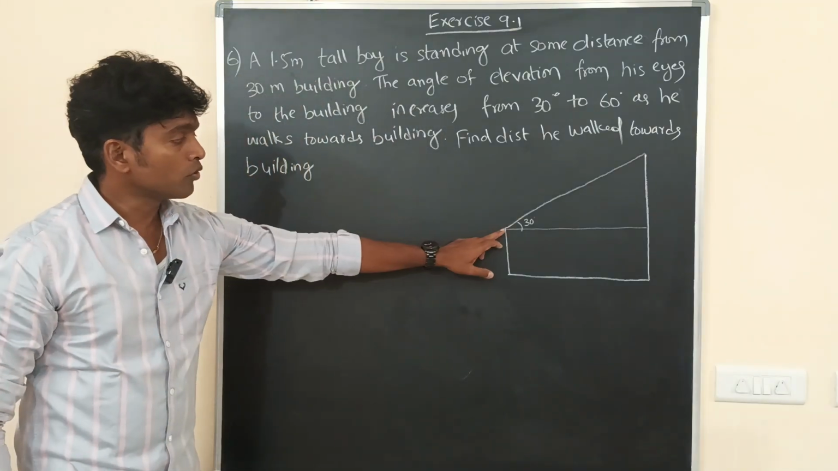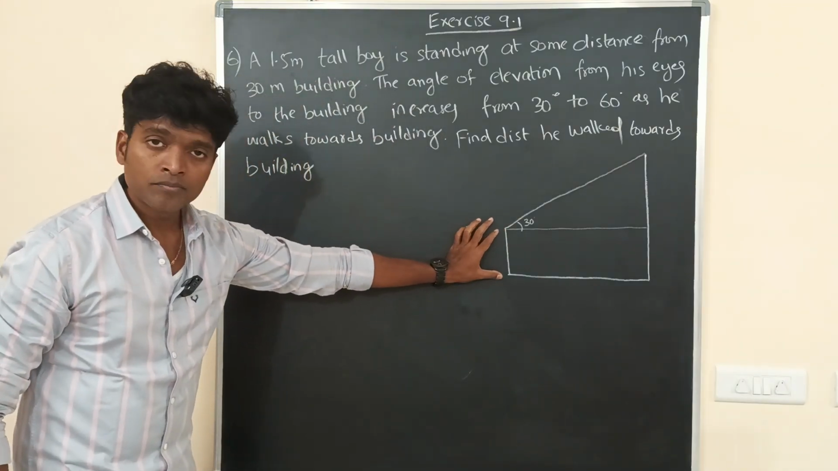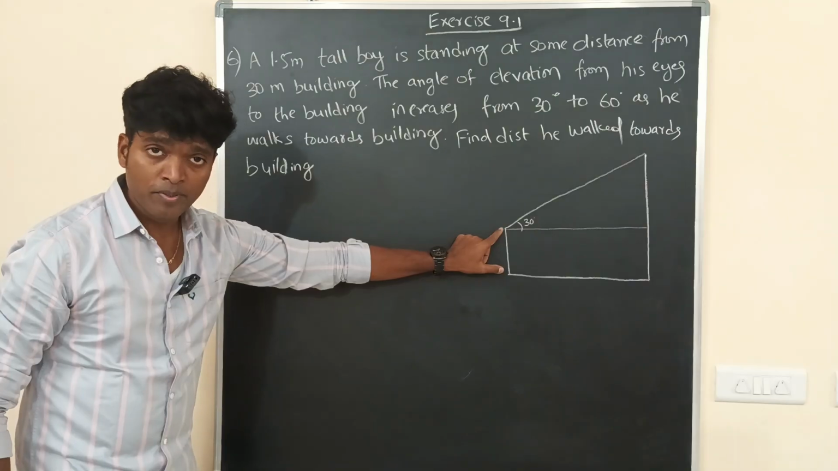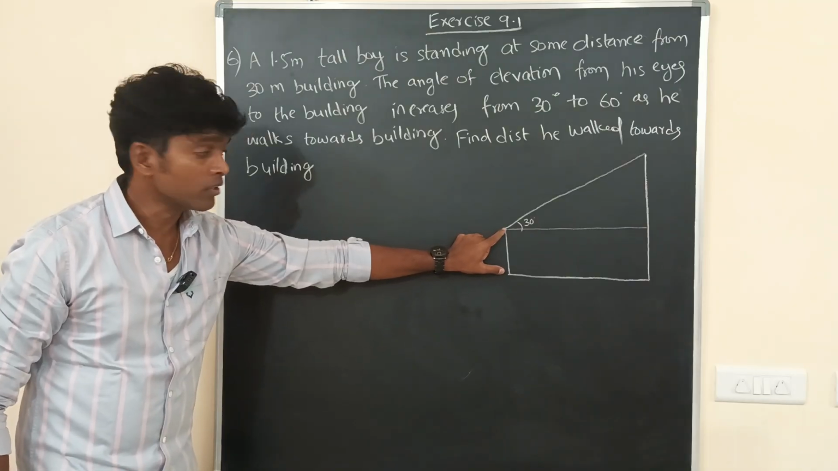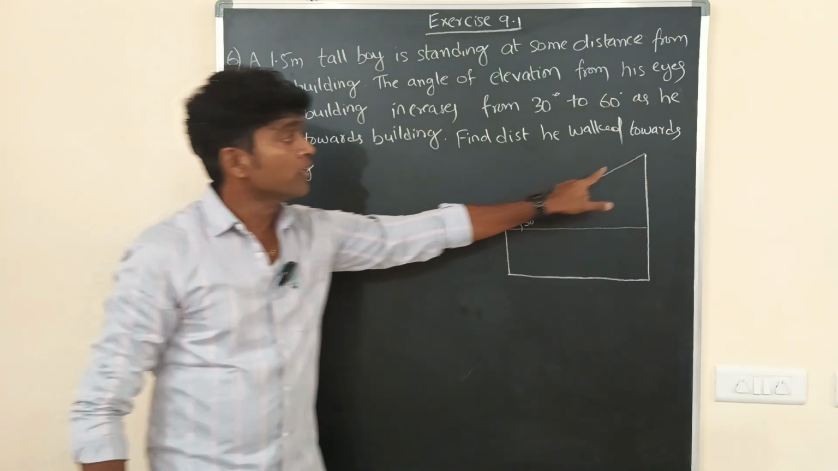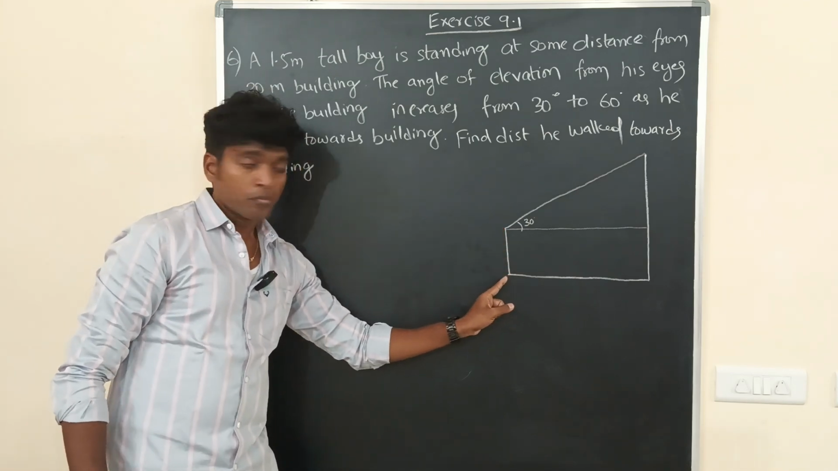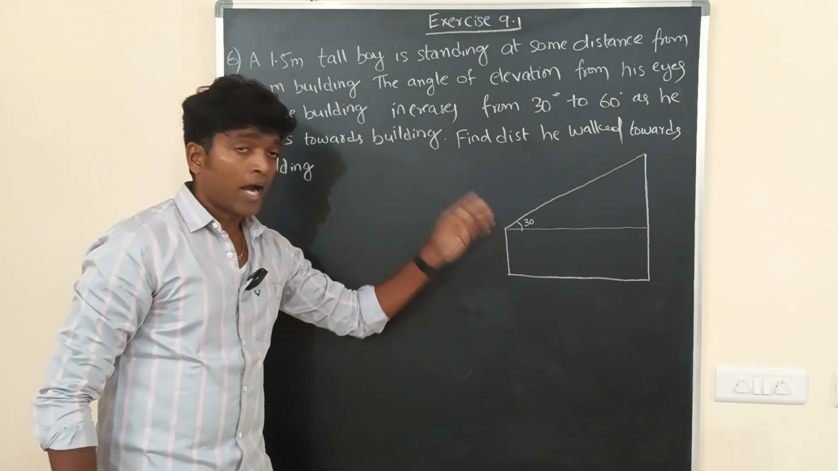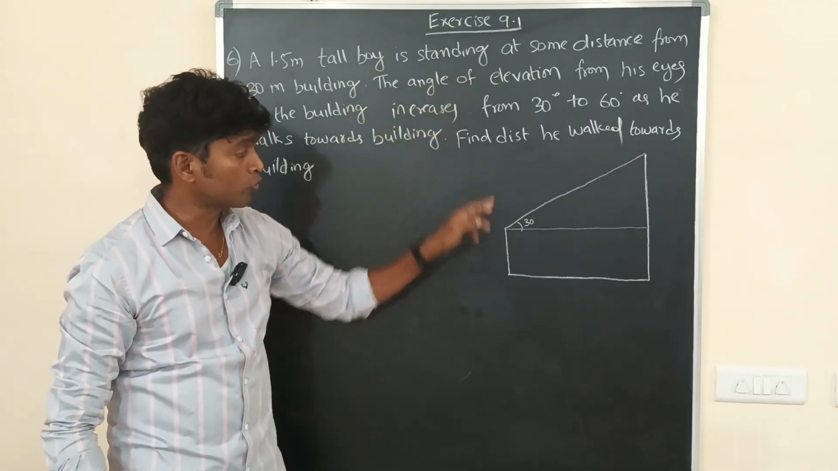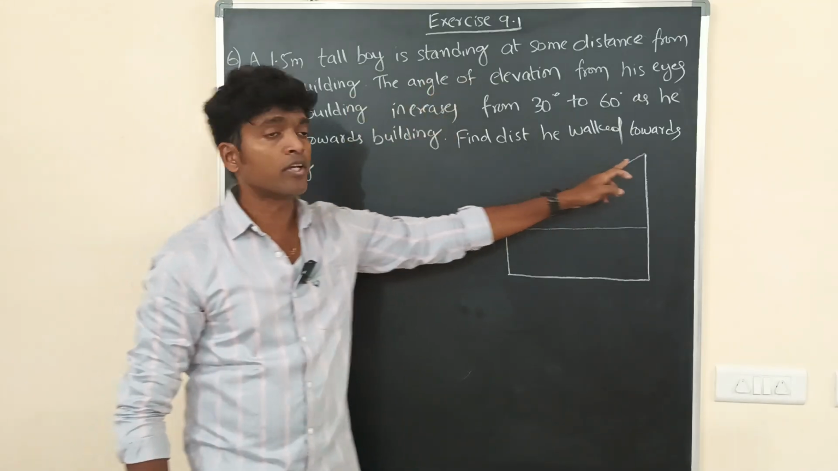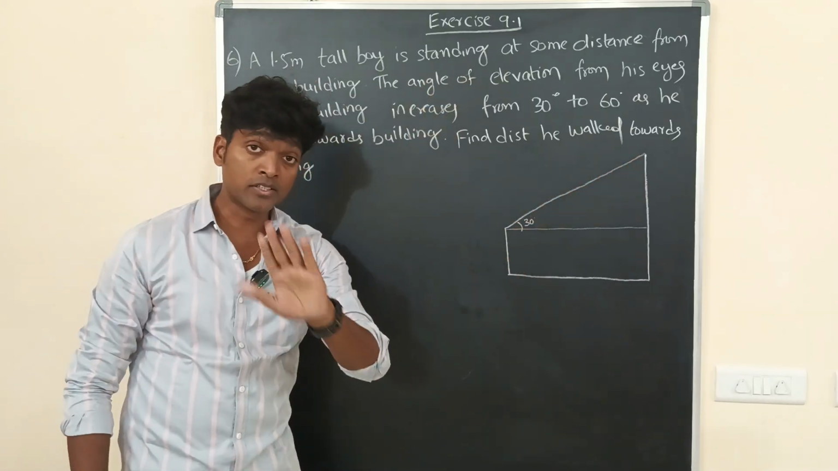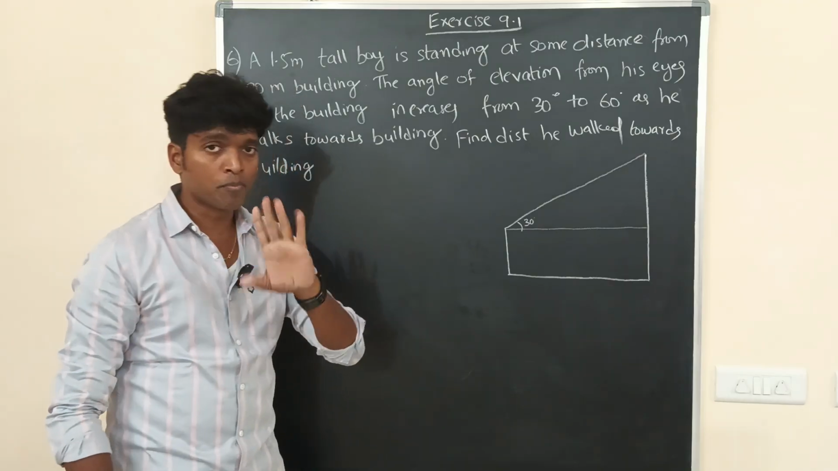So the person's head will be here, because the eyes are here. So he is looking like this. We have to take the angle from here only, not from here. Because the person's height is 1.5 meter and he is looking, his head will be on the top. So from here only we have to take, not from the bottom. This is the important logic. Should not miss this one.